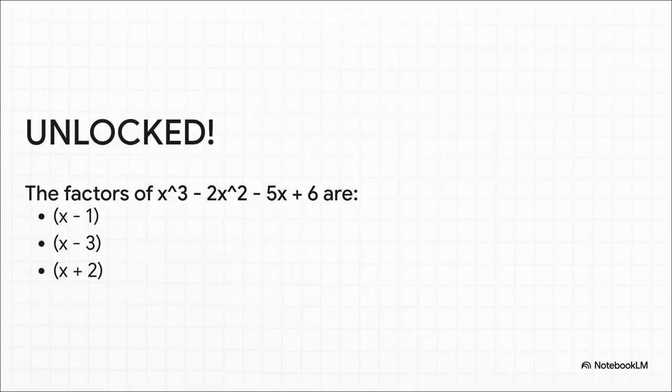And there it is, the final step. We just factor that little quadratic that's left over, x squared minus x minus 6. We're just looking for two numbers that multiply to negative 6 and add to negative 1. And of course, that's negative 3 and positive 2. So it breaks down into x minus 3 and x plus 2. And just like that, we're done. We've used our theorems step by step to find all 3 keys, x minus 1, x minus 3, and x plus 2. And we have completely cracked open our puzzle box.